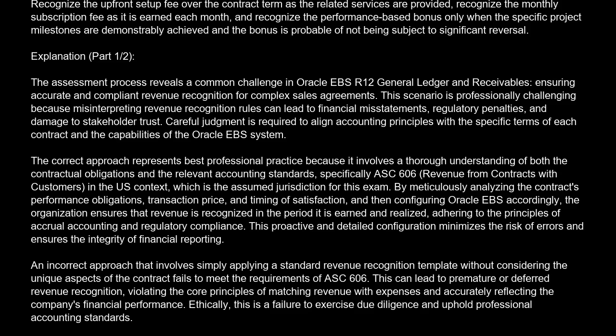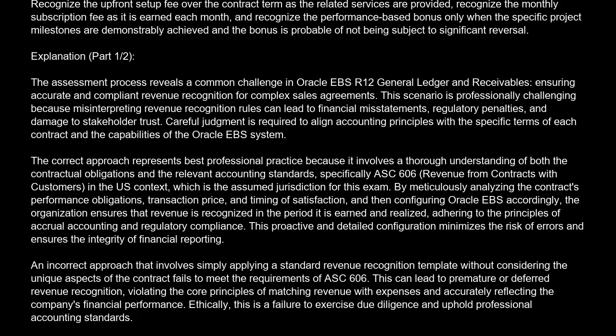The correct answer is B. Recognize the upfront setup fee over the contract term as the related services are provided. Recognize the monthly subscription fee as it is earned each month, and recognize the performance-based bonus only when the specific project milestones are demonstrably achieved, and the bonus is probable of not being subject to significant reversal.